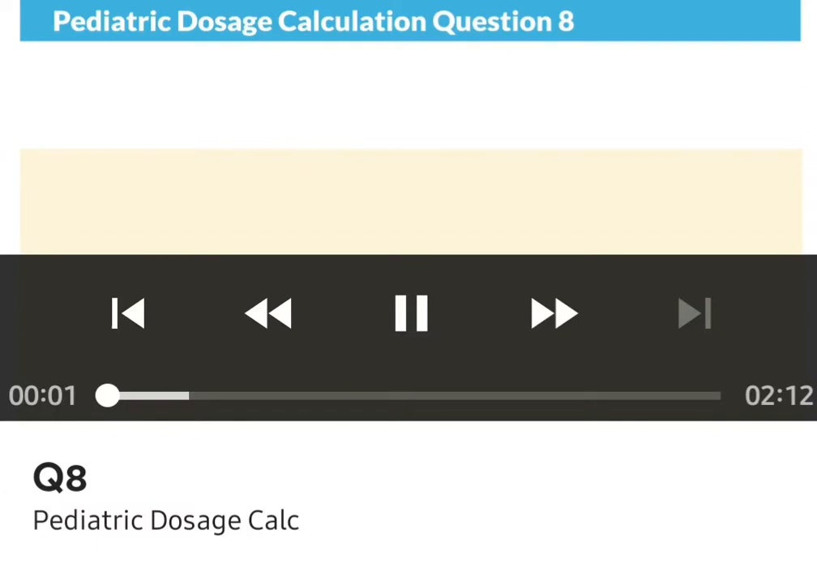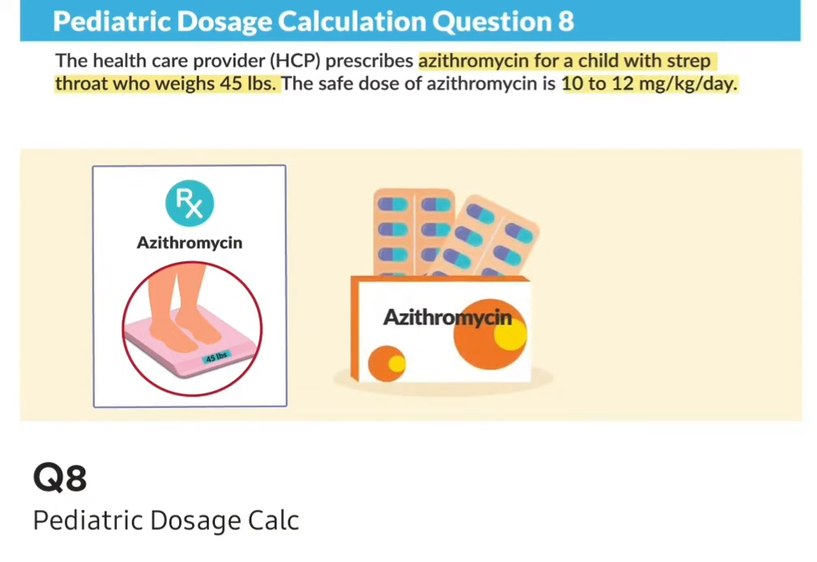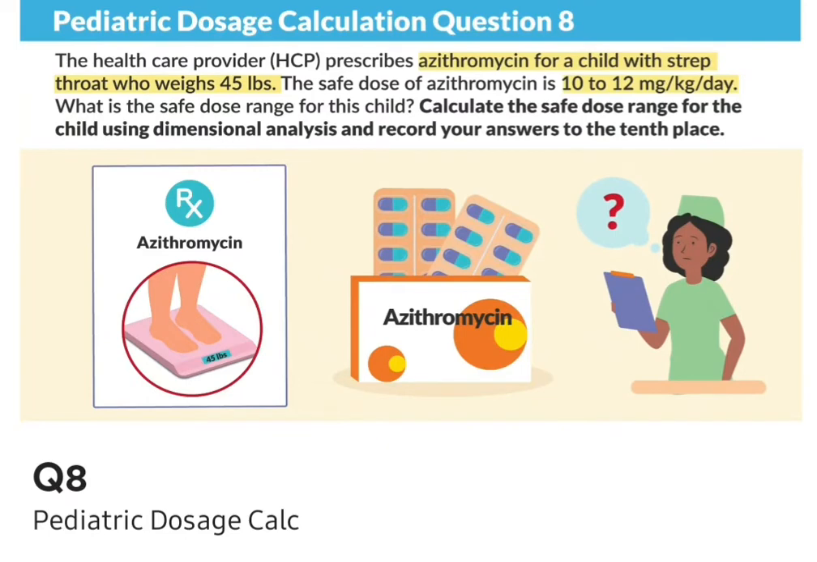Now, moving on to question 8, the provider prescribes azithromycin, the antibiotic, for a child with strep throat who weighs 45 pounds. Now, the safe dose of the antibiotic is 10 to 12 milligrams per kilogram per day. So, what is the safe dose range for the child?